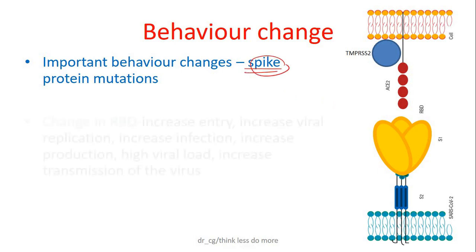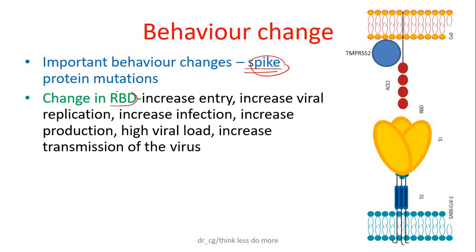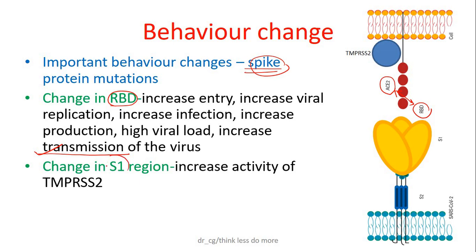Some mutations make a change in the RBD region. They can lead to easy attachment of the RBD with the ACE2 receptor, which leads to easy entry into the cells, increased viral replication, increased infection, increased production of new viruses, so high viral load, and ultimately more transmission of the virus. Some mutations make a change in the S1 region and increase the activity of TMPRSS2, so it also increases the entry of the viruses inside the cell and also increases the transmissibility of the viruses.